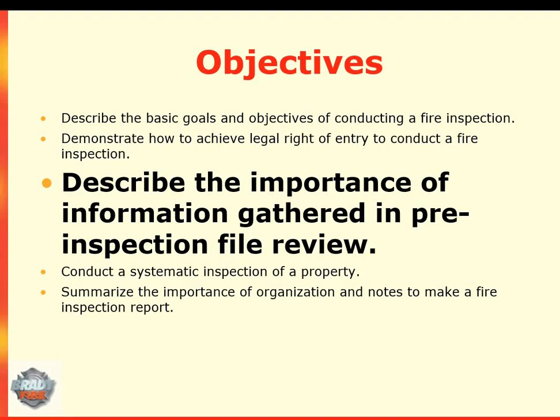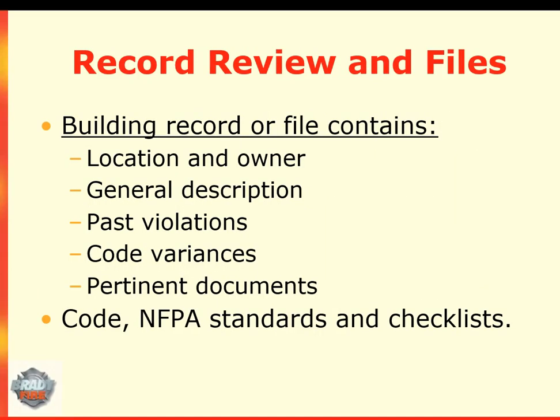The third learning objective is to describe the importance of information gathered in the pre-inspection file review. Inspection should always begin with examination of the building record or file. The inspection may be complicated, and this information will help. The building file or record should include the street address, lot and block, owner and agent's name, telephone numbers, and mailing addresses. General description of the building includes height, area, type of construction, utilities, fire protection features such as fire alarms or sprinkler systems, the location of fire department connections, and other items.